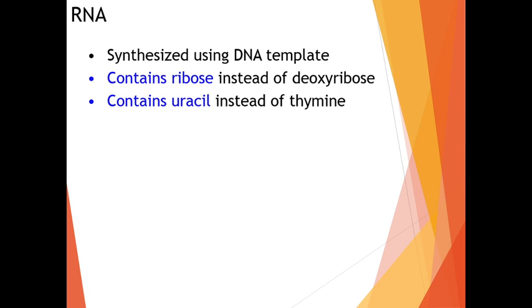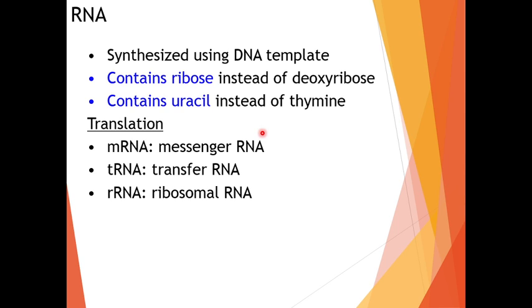Let us turn our attention to understanding RNA. An RNA is synthesized using a DNA template. A major difference between RNA and DNA is that RNA contains ribose instead of deoxyribose. Another difference is that RNA contains uracil instead of thymine.